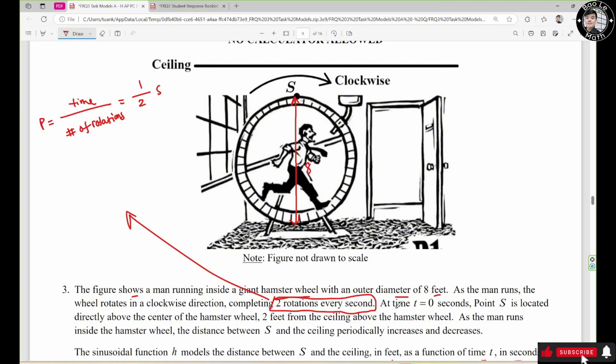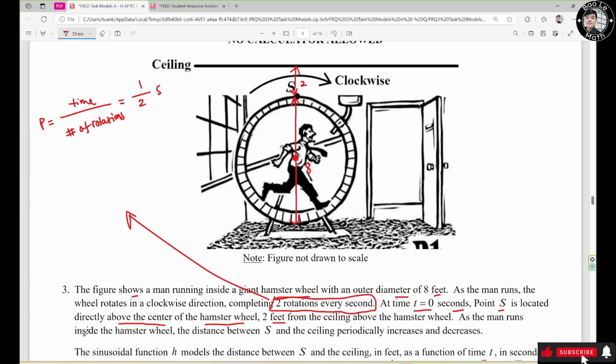Now, at time t equals 0 seconds, point S is located directly above the center, right? So the center is right here, point S right here, of the hamster wheel, 2 feet from the ceiling above the hamster wheel. So the distance from here to here is going to be 2 feet.